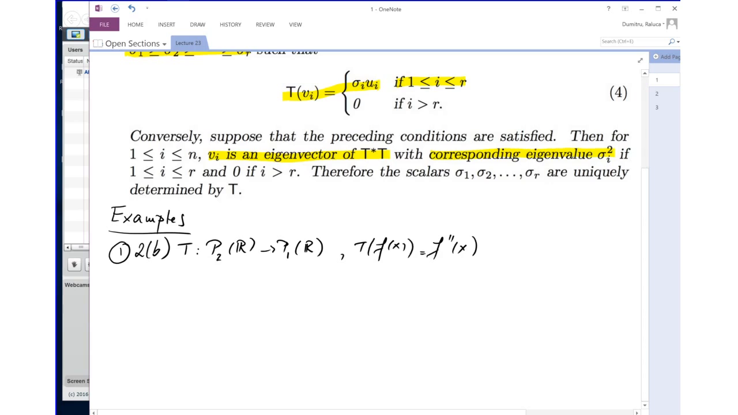P sub 2 and P sub 1 are inner product spaces, both of them with the following inner product: the integral from negative 1 to 1 of f of t times g of t dt. And you have to find the singular values and the two orthonormal bases from the theorem for P sub 2 and P sub 1.